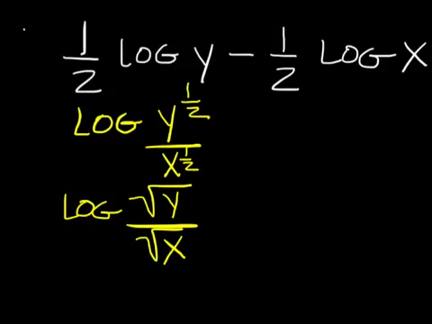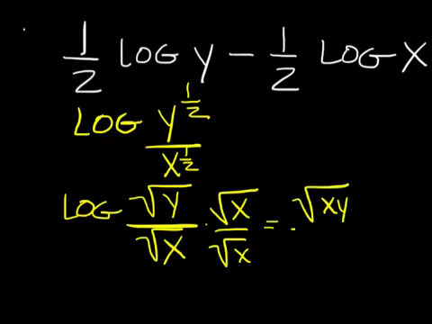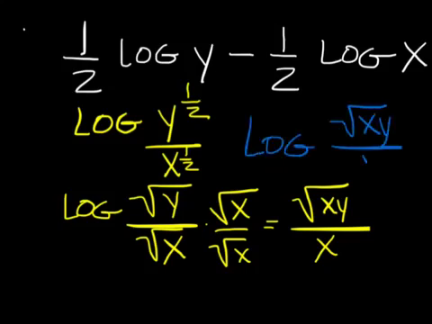In order to simplify that to not have a radical sign on the bottom, what you would have to do is multiply the top and the bottom by the square root of x and come up with the square root of xy on the top, and then on the bottom you would simply have x. So the $1 billion answer on this would be log of the square root of xy over x.